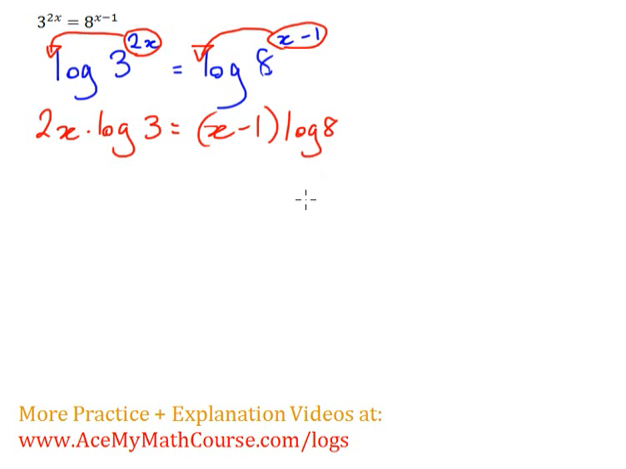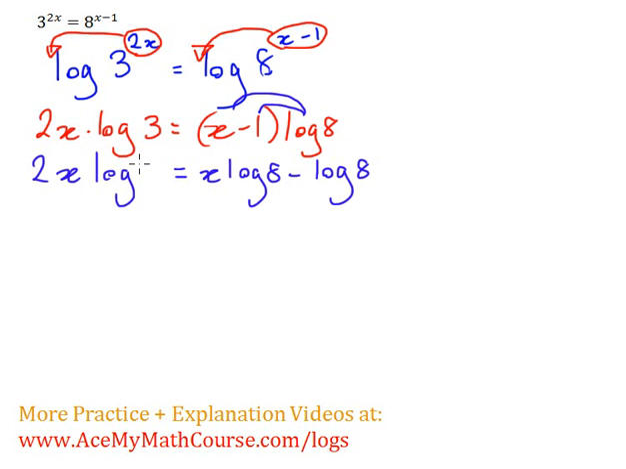Great. What do we do now? Well, what I can do is actually expand, or rather just distribute, the log of 8 over here. So I'm going to get x times the log of 8 minus 1 times log 8, which is just negative log 8. Over on the other side of the equation, I still have just 2x times the log of 3, which I'll just rewrite as 2x log 3.